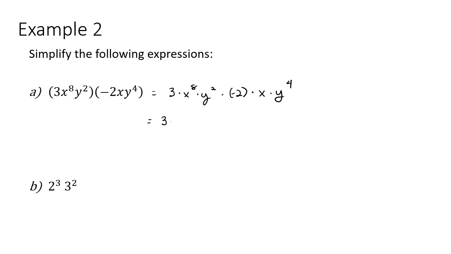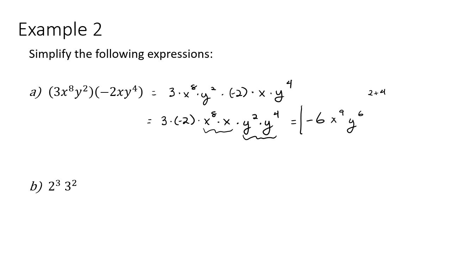So I can rewrite this as 3 times negative 2 times x to the 8th times x times y squared times y to the 4th. And now we can just multiply like terms together. So 3 times negative 2 would give us negative 6. X to the 8th times x, by properties of exponents, would be x to the 8 plus 1, or x to the 9th. And y squared times y to the 4th would be y to the 2 plus 4, or y to the 6th.